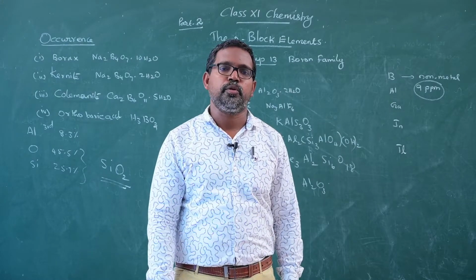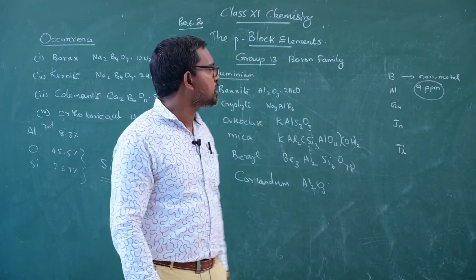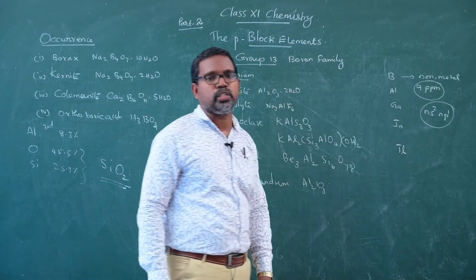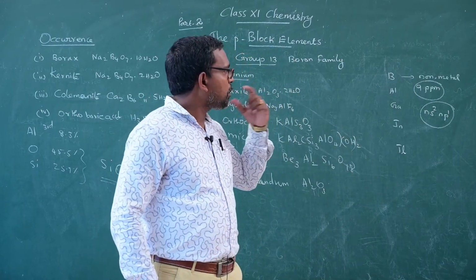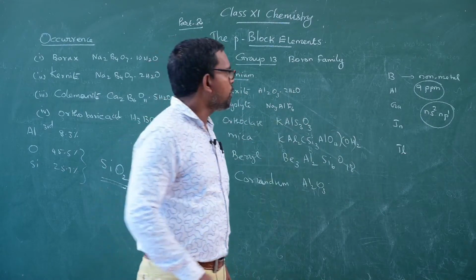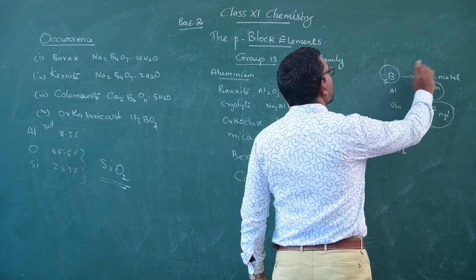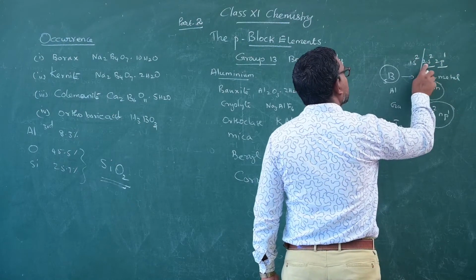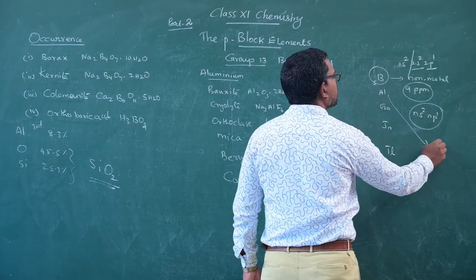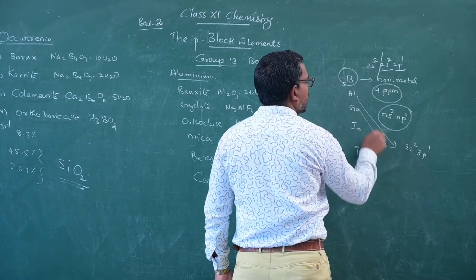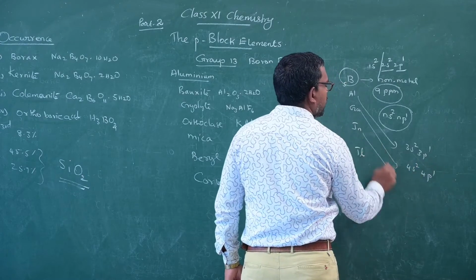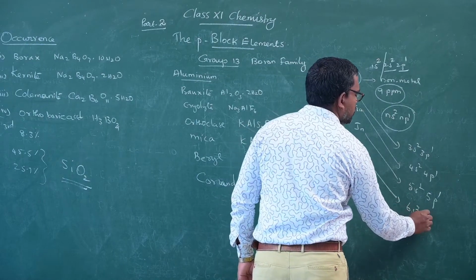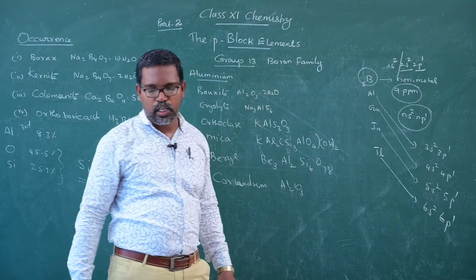First of all, the electronic configuration. All these elements have ns2 np1 as the general electronic configuration of the boron family. You remember the atomic number of boron is 5, that is 1s2, 2s2, 2p1, that is ns2 np1. Aluminum 3s2, 3p1, and gallium 4s2, 4p1. Indium 5s2 5p1, thallium 6s2 6p1 as the outer electronic configuration.